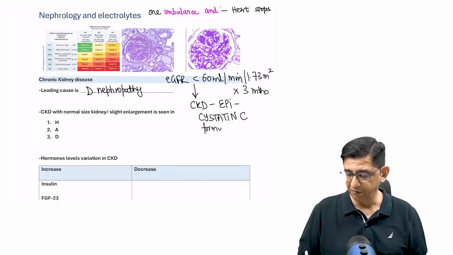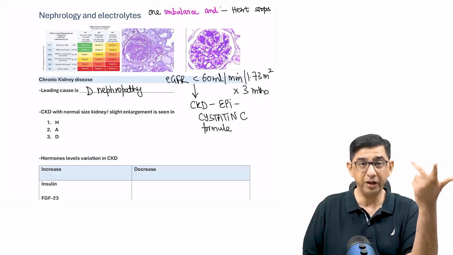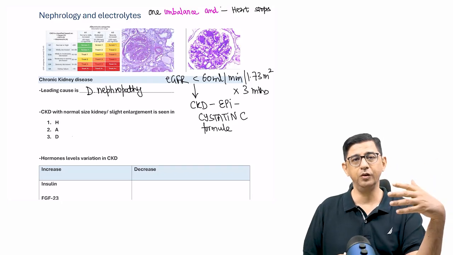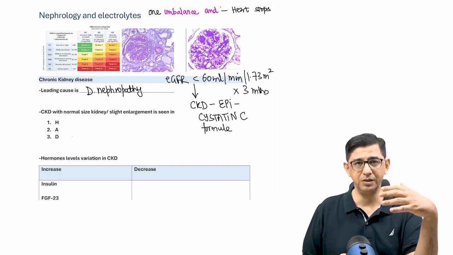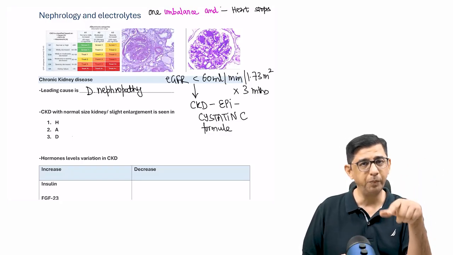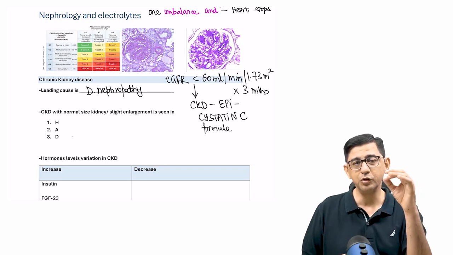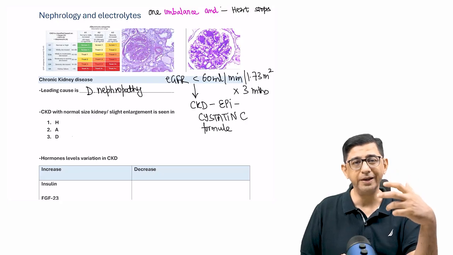There are multiple variables here. I'll just say them verbally: age, weight, gender, serum creatinine, race of a person. Because obviously, some populations are more muscular than others, and muscle mass also decides the value of serum creatinine. And we take one more parameter apart from creatinine, that is cystatin C. This is a product which is produced by all nucleated cells.